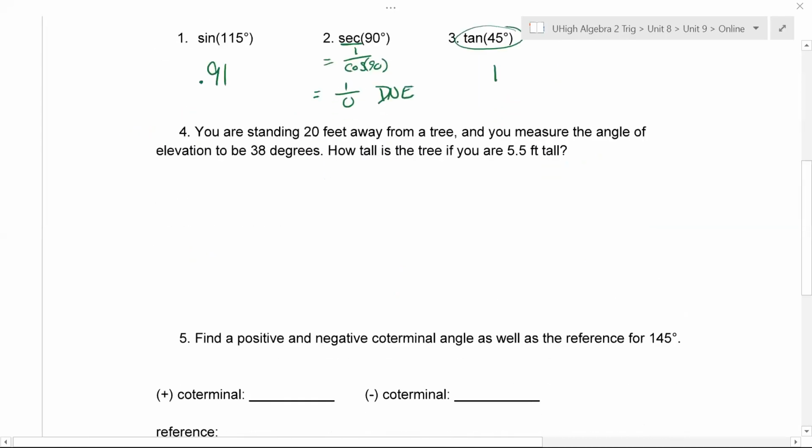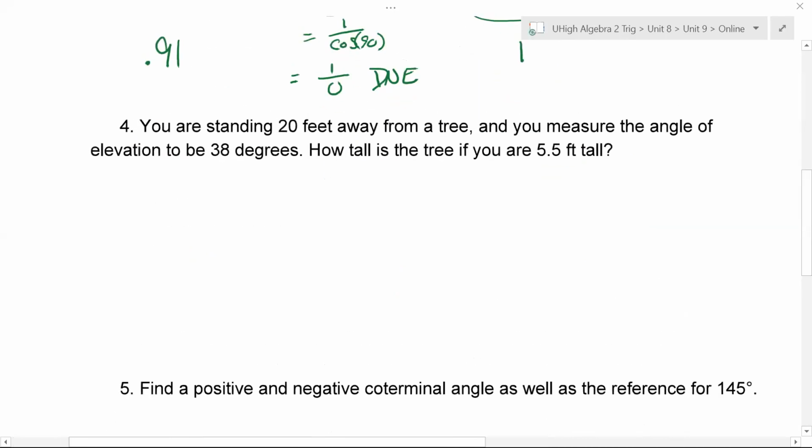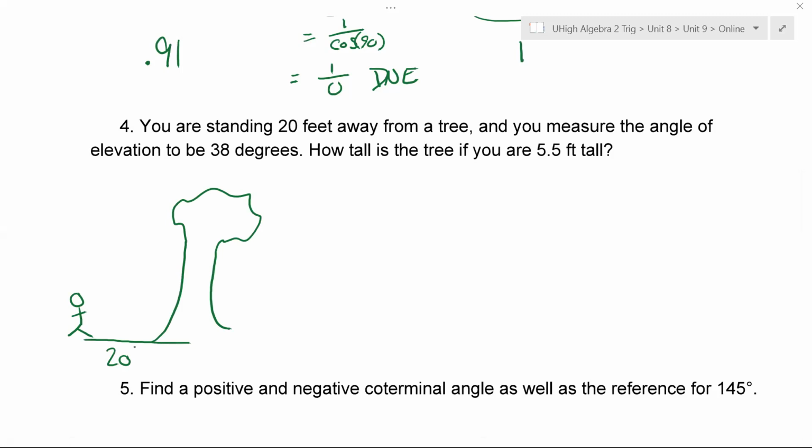All right, number 4, you have to draw this picture and solve. So you're standing 20 feet away from a tree. So this is you. This is a tree. And so we are standing 20 feet away, and you measure the angle of elevation to be 38 degrees. How tall is the tree if you are 5.5 feet tall?